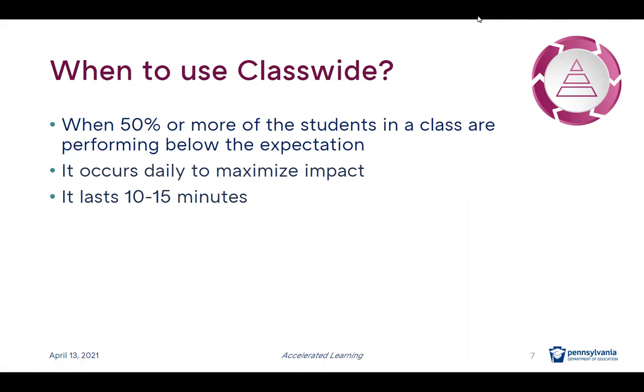We have to consider when to use class-wide intervention. When is this important? As illustrated before, we want to put in place class-wide intervention when 50% or more of the students in a class are performing below the expectation. Another way to say that would be when half the kids are struggling. The easiest way to provide supports is to provide supports to the entire class. Class-wide intervention should occur daily in order to maximize impact, and it will approximately last 10 to 15 minutes each day.